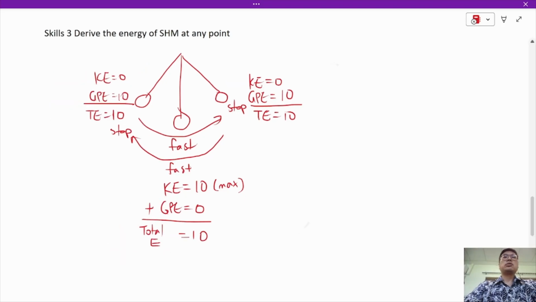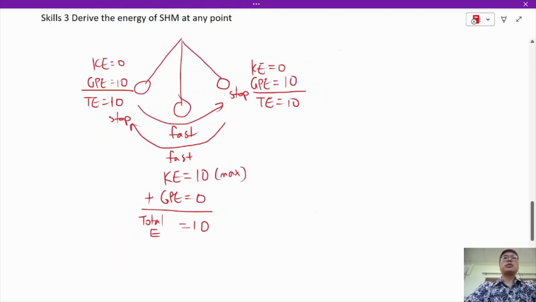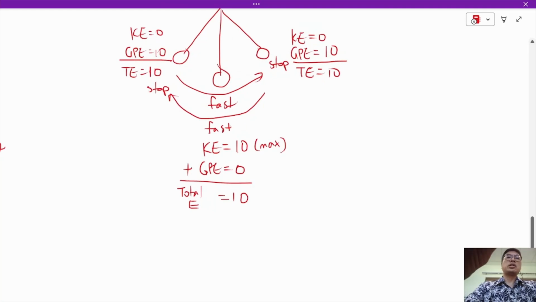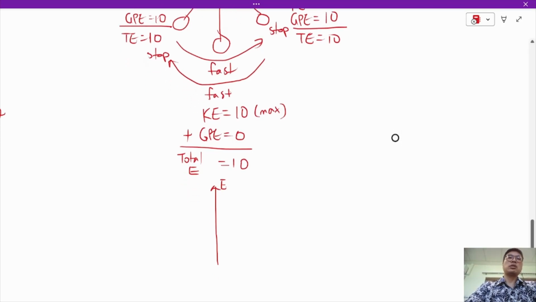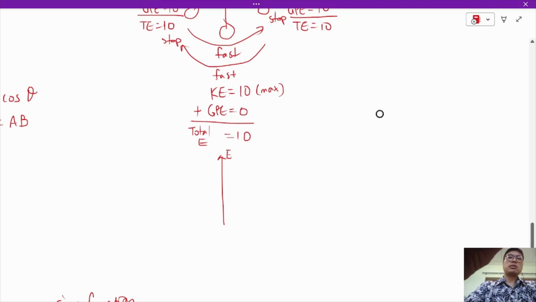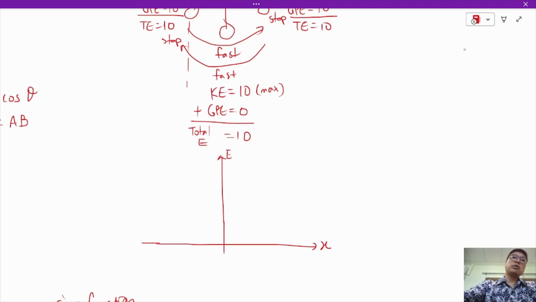Now let's take a look at how we can draw the graph of the SHM in terms of energy. So now we're going to draw a graph of energy against position. So let's take a look at this graph. Now over here, this is energy against the displacement. So on the left-hand side, the ball goes all the way to the left. So this is minus x0, the ball goes all the way here.